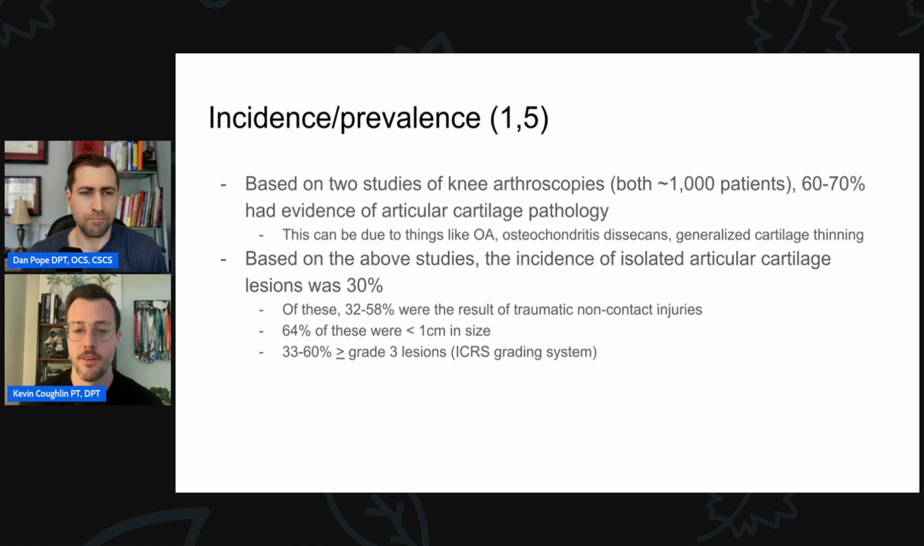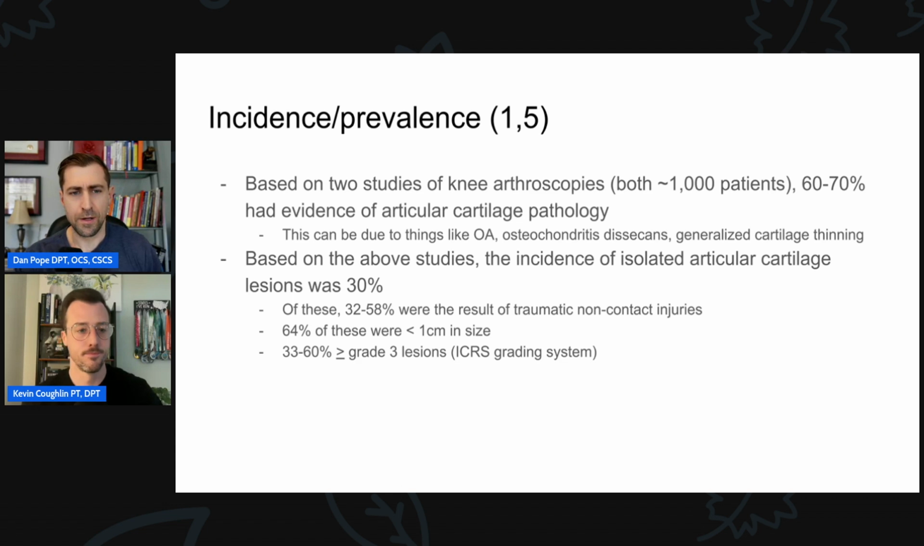And then 33 to 60% were greater than or equal to a grade 3 lesion in that grading system. So yeah, just something to consider. There's a whole range of these pathologies that you'll see out there. And it's one of those things where I think a lot of them are asymptomatic.